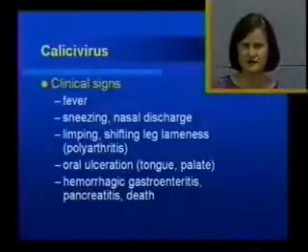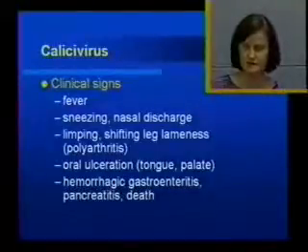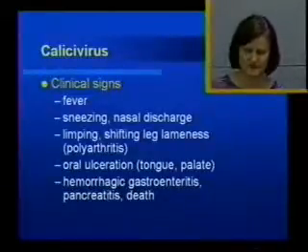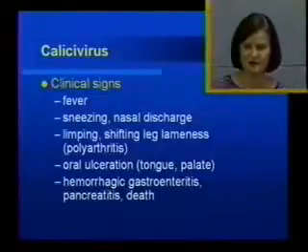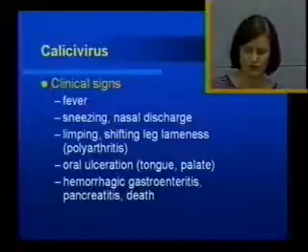Oral ulceration of the tongue and palate are also seen with calicivirus, and recently there have been outbreaks of a more severe form of this virus called hemorrhagic gastroenteritis, pancreatitis, leading to death in cats, and this has been occurring in some shelters as well.